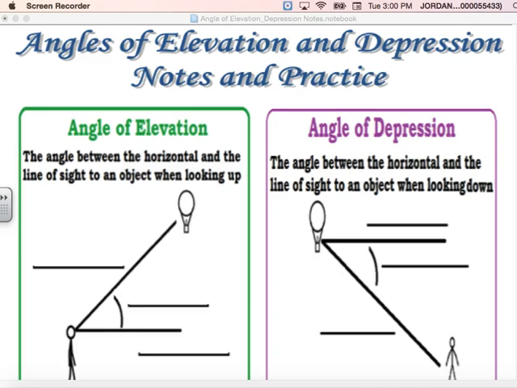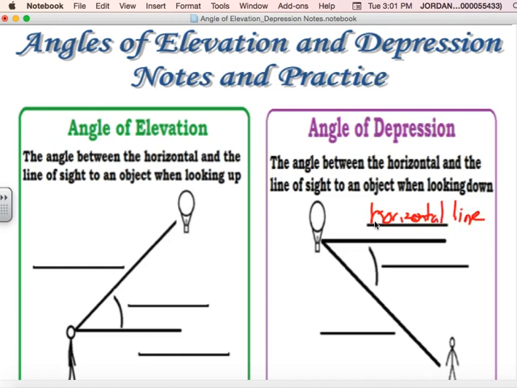Okay, so last video we talked about the angle of elevation. Now we're going to talk about the angle of depression, which is very similar. So essentially, angle of depression is the angle between the horizontal line and the line of sight to an object when you're looking down. So if we're up in a hot air balloon looking down at a person on the ground, the line straight out from us is our horizontal line. And the line we look down at is our line of sight. And together those two lines make the angle of depression.